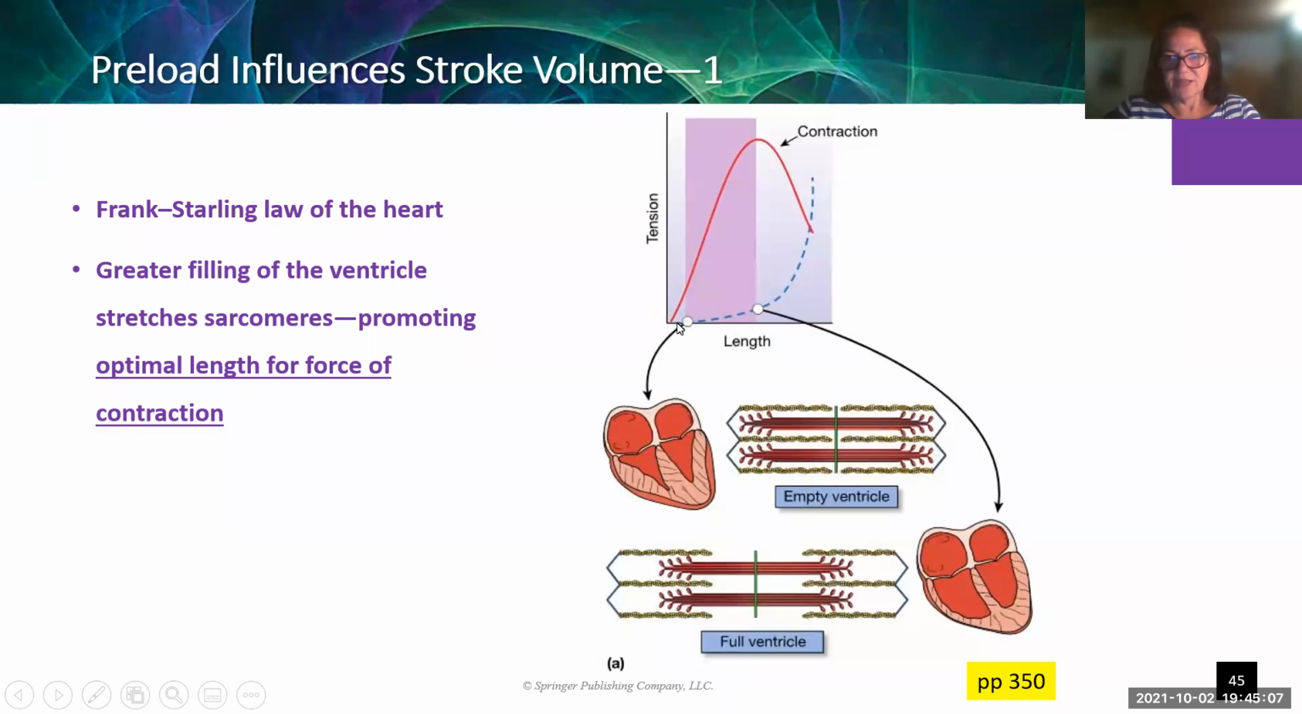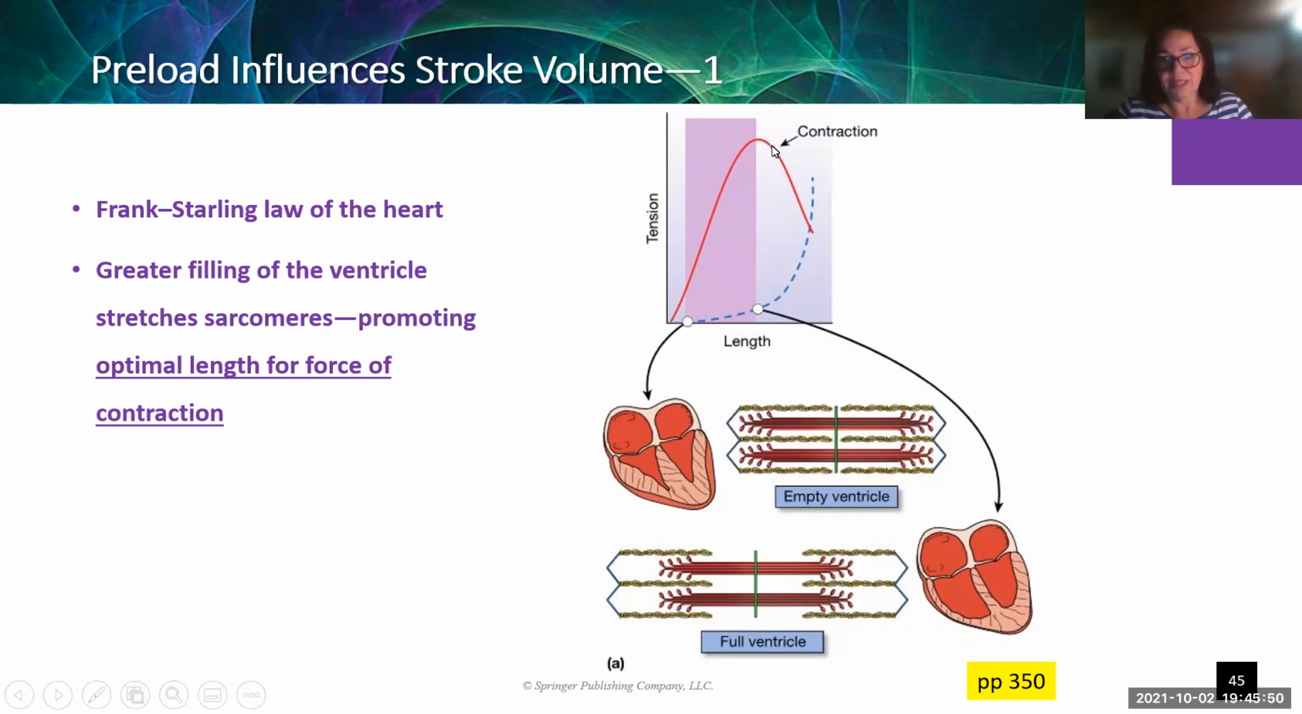So on the x-axis, we have length. At this short length, this is already contracted. This is empty ventricles. They're not very stretched at all. You can't get a lot of force. But with the full ventricle, things are stretched out more. That's over here. You're much longer, the thing's more stretched out, we're all full. Then when you look at the contraction curve, oh my gosh, we can get so much contractility just because of that perfect positioning of the actin and the myosin.